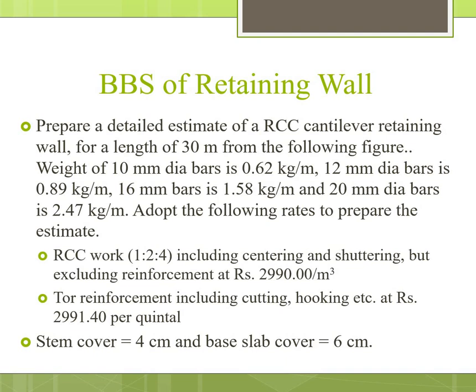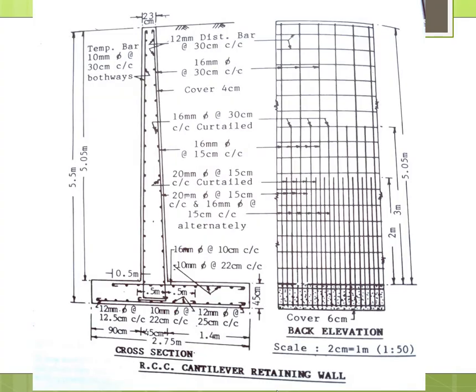of the bars. Along with this, the rates of the shuttering and centering have been given, and the reinforcement rate has also been given. From the figure it can be seen that the stem cover and the base slab cover are 4 cm and 6 cm respectively. So we can go to the figure next. Here it is mentioned that the cover for the stem is 4 cm and the cover for the base slab is 6 cm.